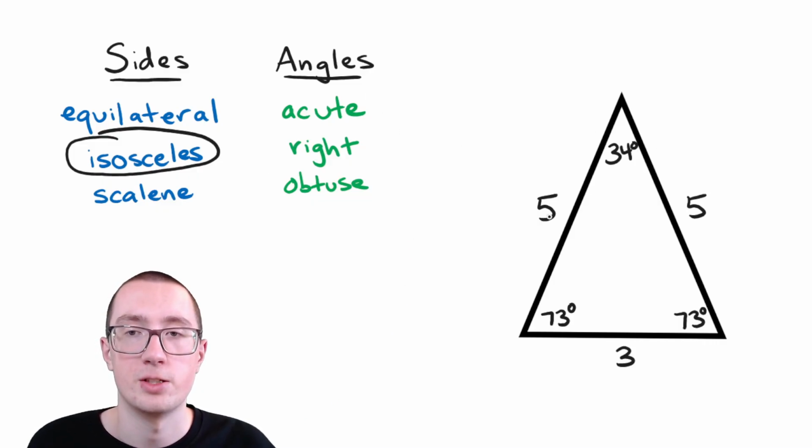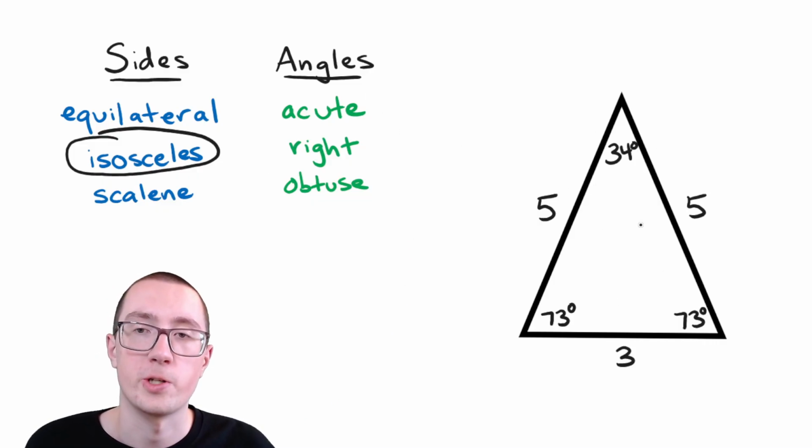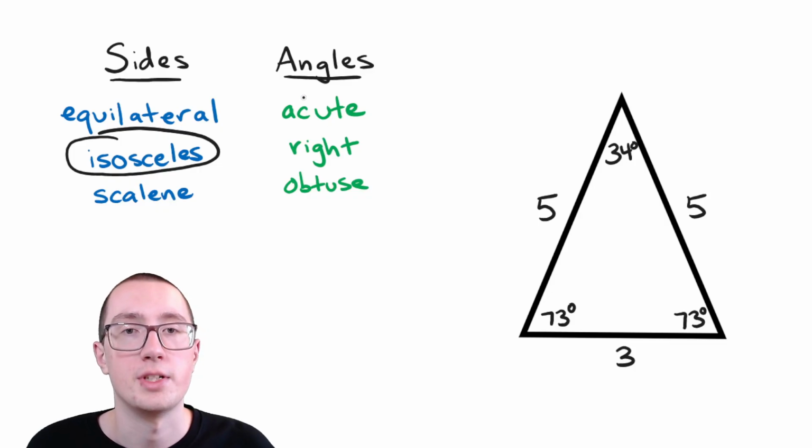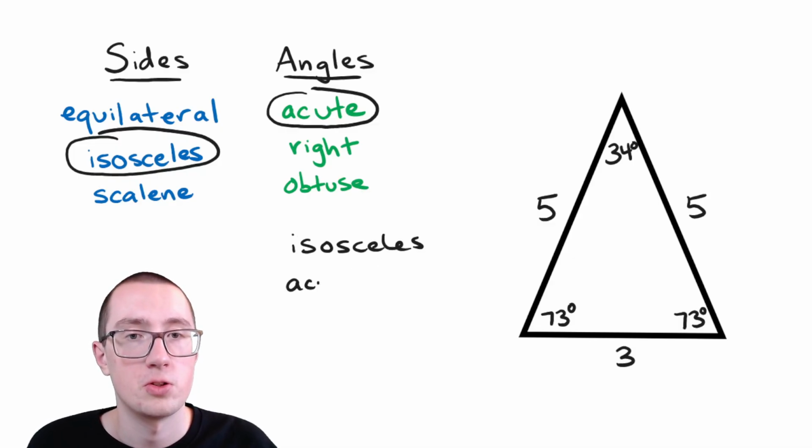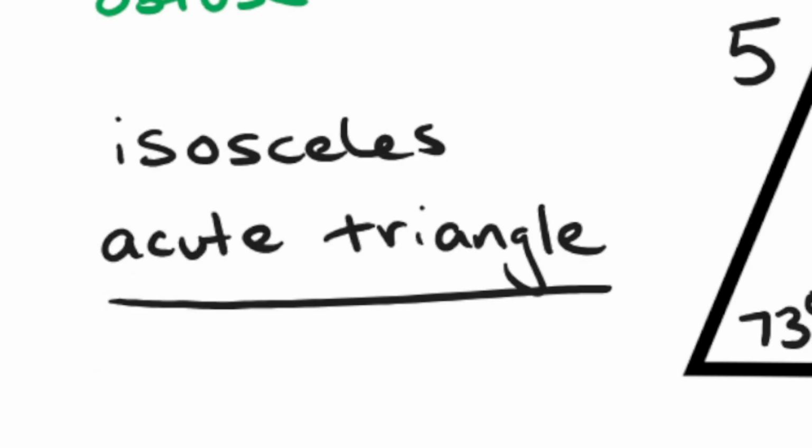So which one is this triangle right here? Well, all of these angles are less than 90 degrees, which means that this is an acute triangle. So to classify this triangle, we would say it is an isosceles acute triangle. And there you go. This is our final classification.